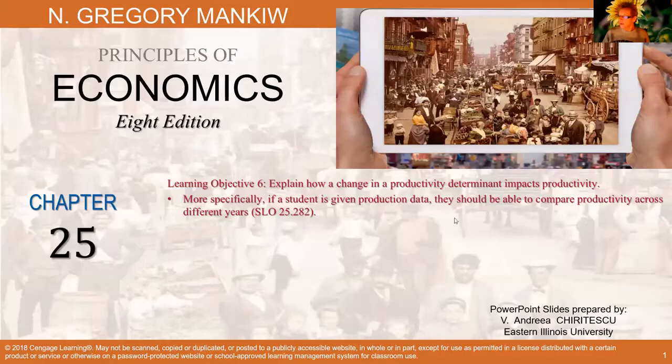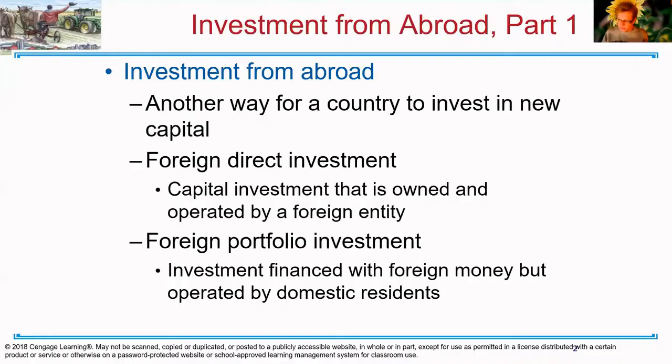Okay. So again, learning objective 6, and we're taking a look at comparatively speaking among different countries and productivity. So the first way that we can compare is from investment from abroad. And there are two types of investment that we want to discuss. The first one is foreign direct investment. And foreign direct investment is where a company is owned and operated by a foreign entity.